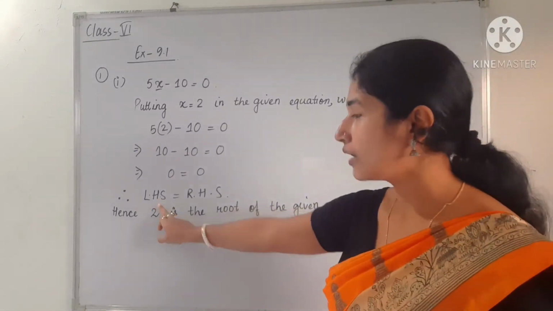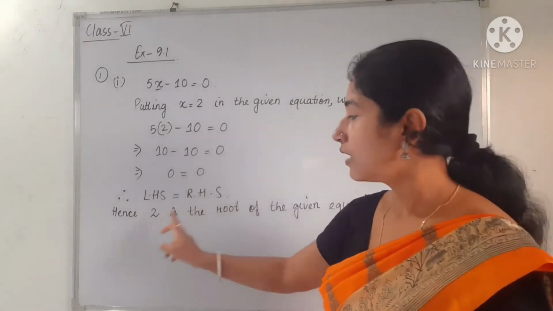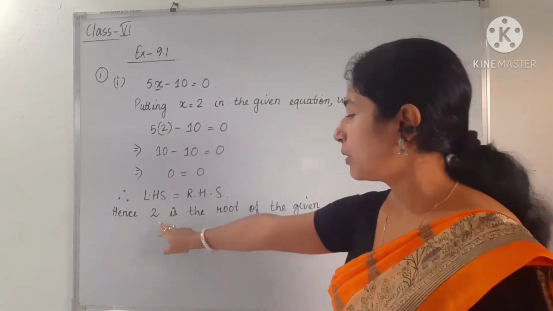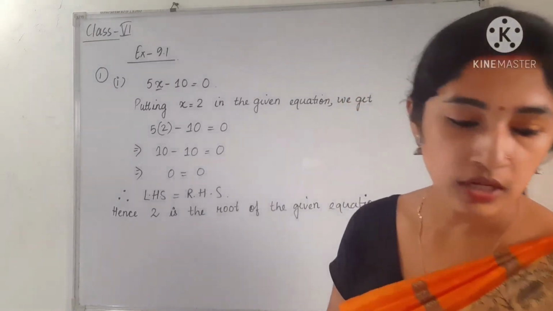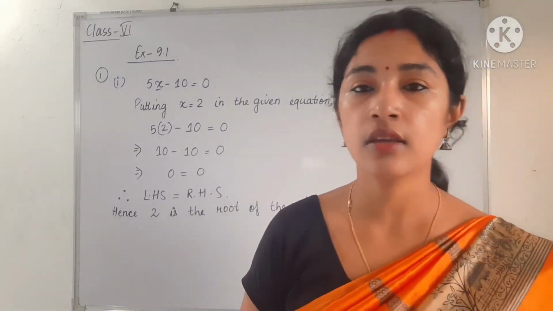If the left hand side is not equal to right hand side, then we have to write that the particular number is not the root of the given equation. So students, try to do the next one, that is part B.